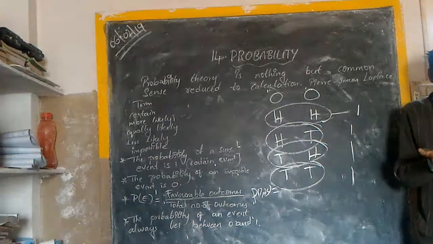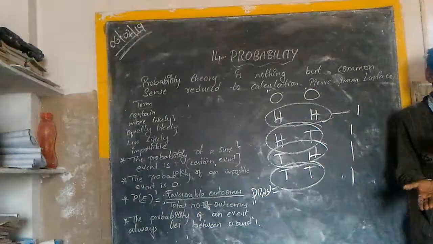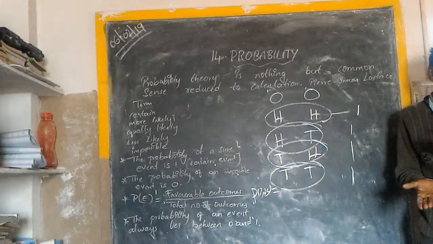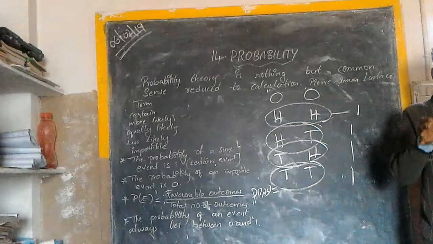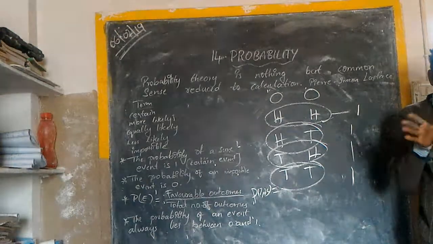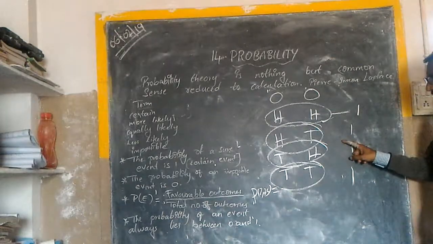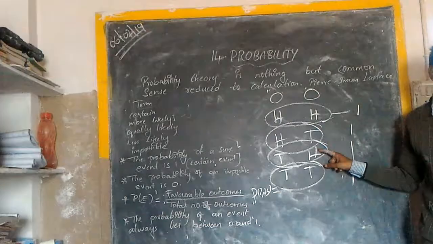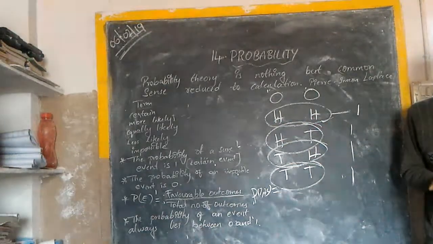Or you can say either head or tail. Head or tail, simple. Suppose 2 coins are thrown up, I am expecting head or tail. Head or tail means these 2 chances. Head or tail I am expecting. Both are head, I lose the game.